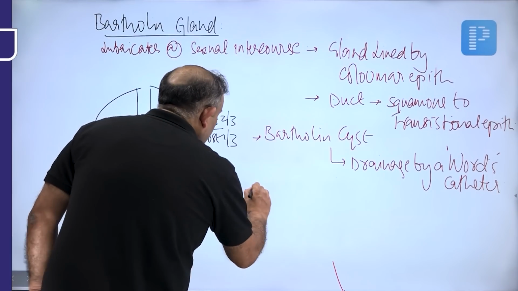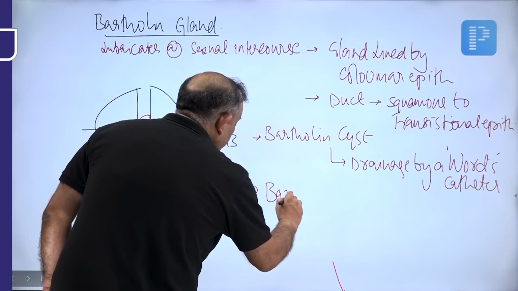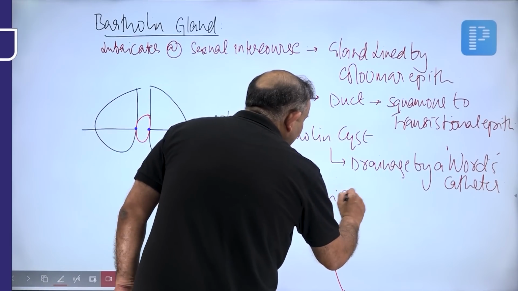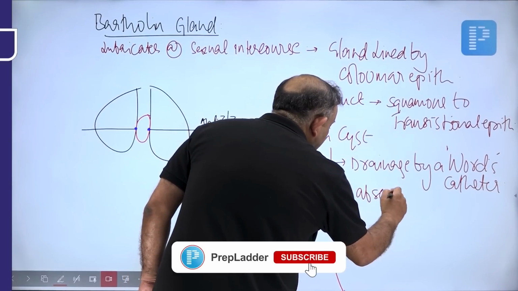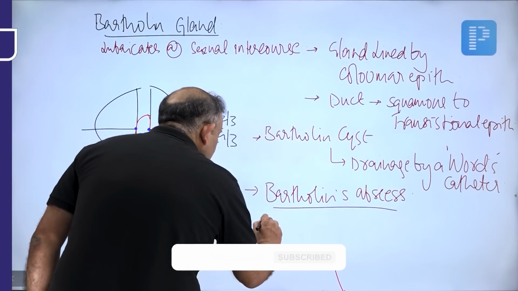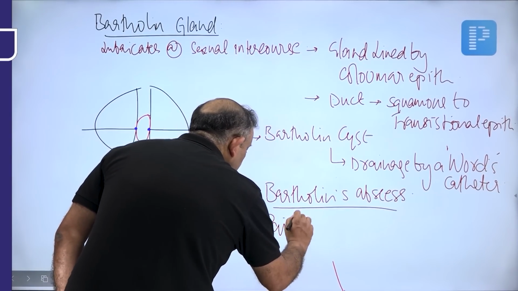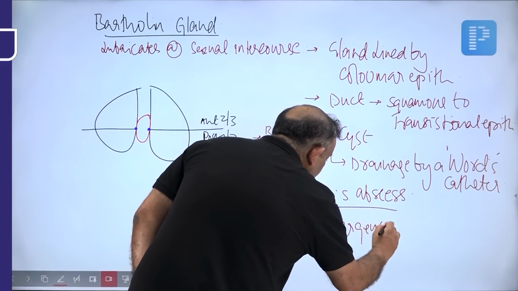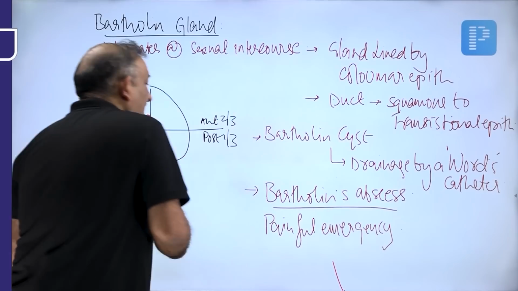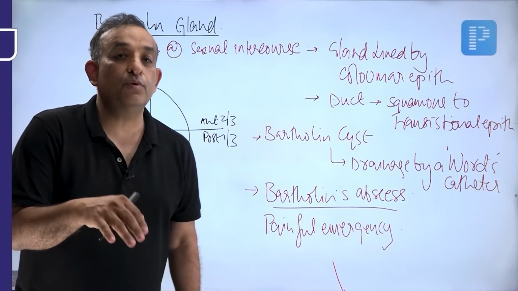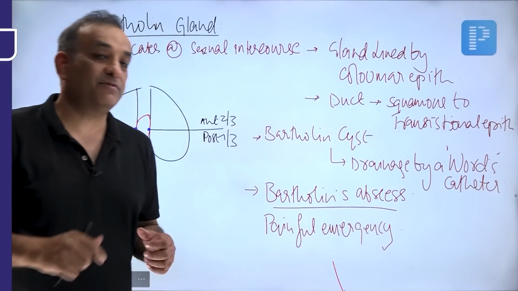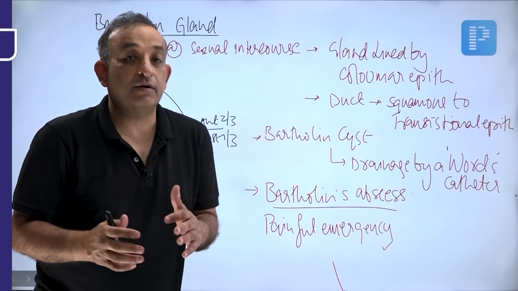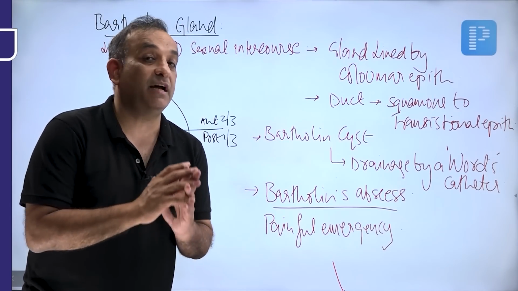Now what can be done for an infected Bartholin cyst, which is a Bartholin's abscess? It's a very painful emergency. Many women with Bartholin cyst abscess will not wait for you to electively post, because they'll have so much of pain. They'll come in the middle of the night or maybe late evening, and they'll want this to be treated at that time because she's having severe pain.